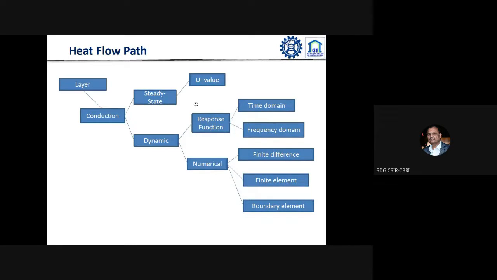So how can we find out the heat flow or the heat gain through the building envelopes? There is a steady state with which we can get the value. If we get the value of U, through which we can easily find out what the heat gain is. But that is a steady state which doesn't count the unsteady portion. So for that purpose, the unsteady, that is nothing but the dynamic thing.